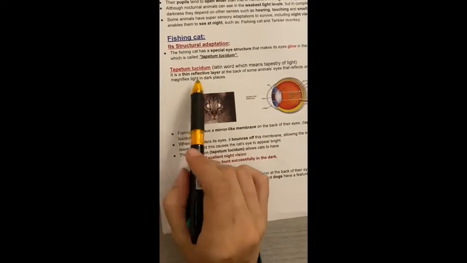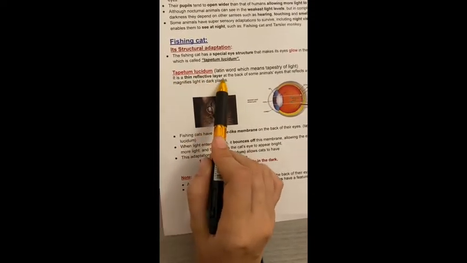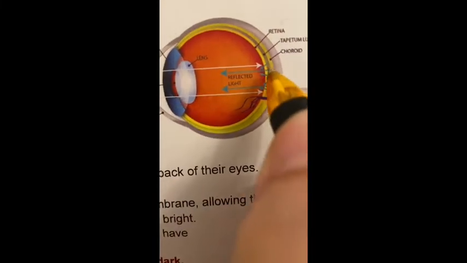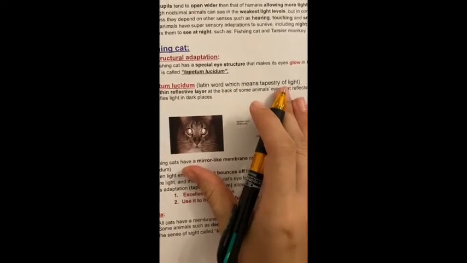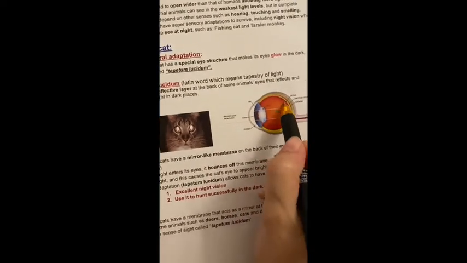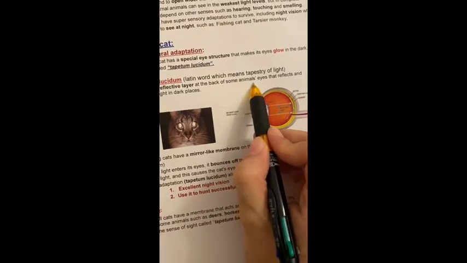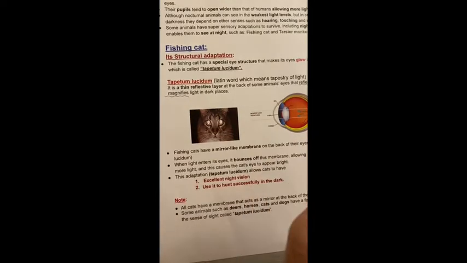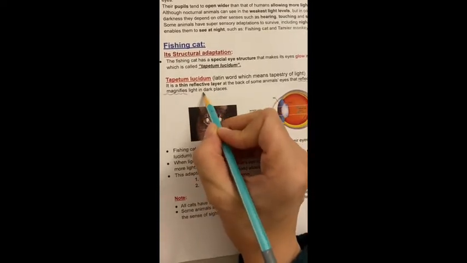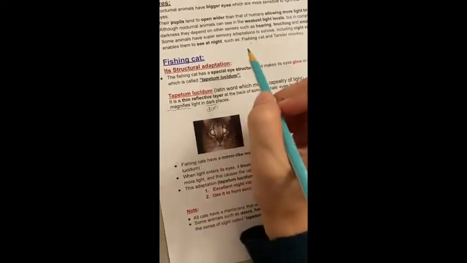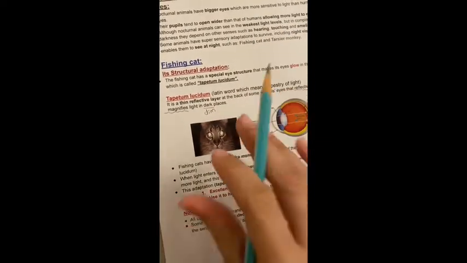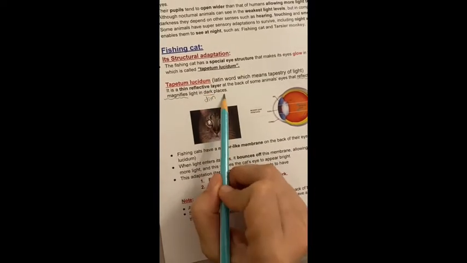So what is the tapetum lucidum? It is a thin reflective layer. Again, it is a thin reflective layer. At the front or at the back of the eye? Excellent. At the back of some animals' eyes that reflects and magnifies light in dark or dim places. Dim means having weak light levels. Okay, not complete darkness.